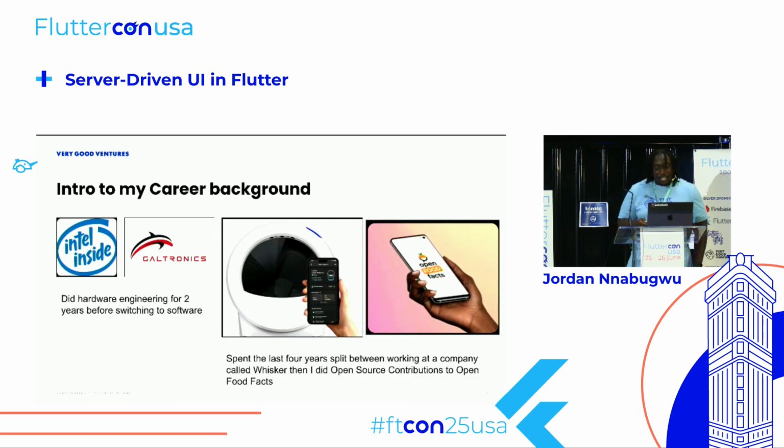So, intro into my career background. Like I said before, I did electrical engineering at Morgan State University. I did 2 years of hardware engineering, both at Intel and at Galtronics. And I spent the last 4 years working as a mobile software developer between a company called Whisker and doing open source contributions at Open Food Facts before I started this last April at Very Good Ventures.